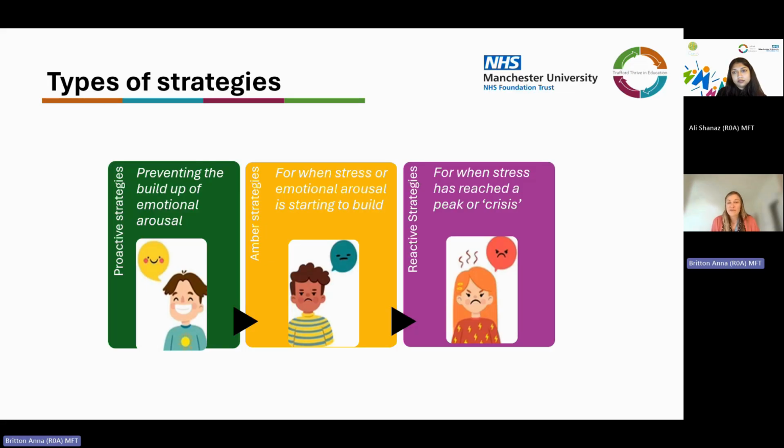Then 20% of our effort should go in amber strategies. So what we can do in a moment to deal with a crisis when it's happening, or to prevent escalation to a crisis when you start to notice it happening. And then 10% reactive strategies. They are our emergency strategy, I suppose, for containing the young person and ensuring safety. And these strategies can become our toolkit for supporting a young person and hopefully helping them to build their own toolkit as well.